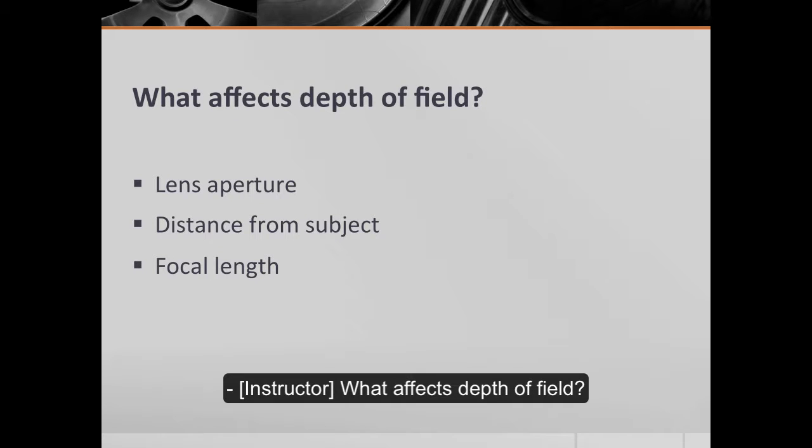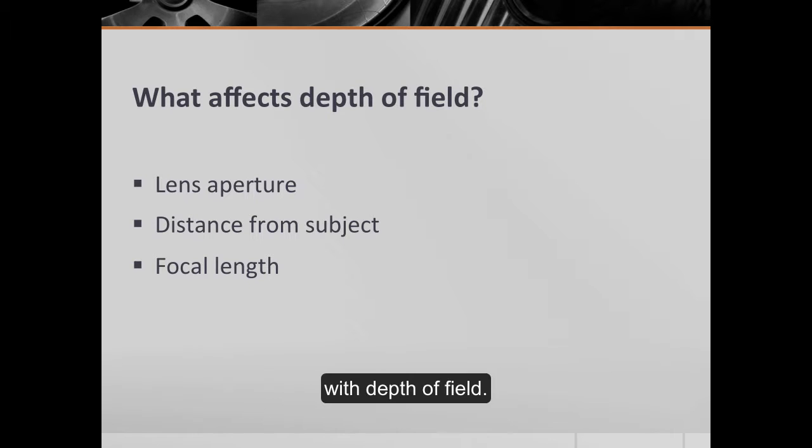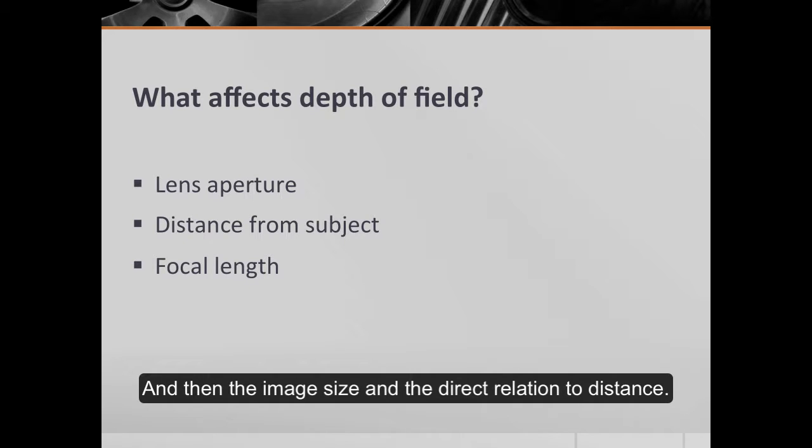What affects depth of field? There are three factors that have a direct relationship with depth of field. Number one, aperture, and that's that diaphragm opening of the lens. Number two is the focal length. So it's the focal length of the lens that's in use. And then the image size and that direct relation to distance.